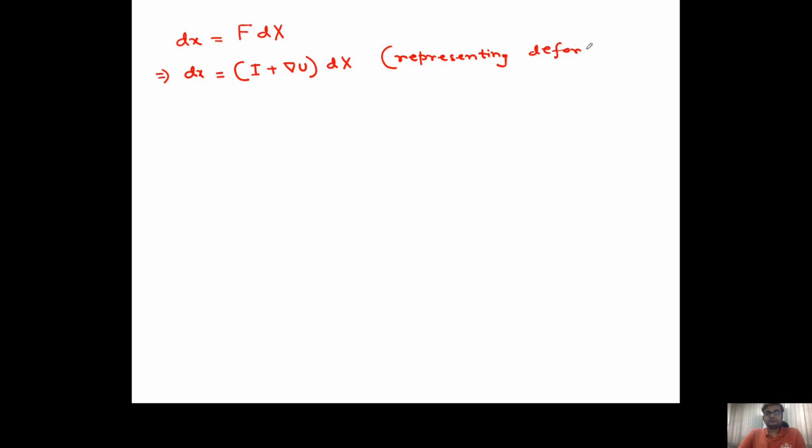So we get this by representing the deformation gradient, which is F, in terms of the displacement gradient. We are representing F as I plus grad of u, and I plus grad of u is your displacement gradient, right?